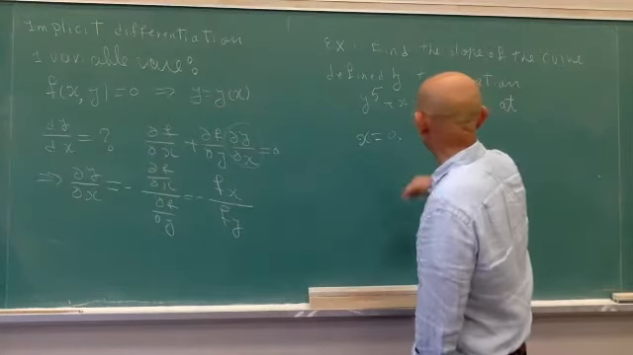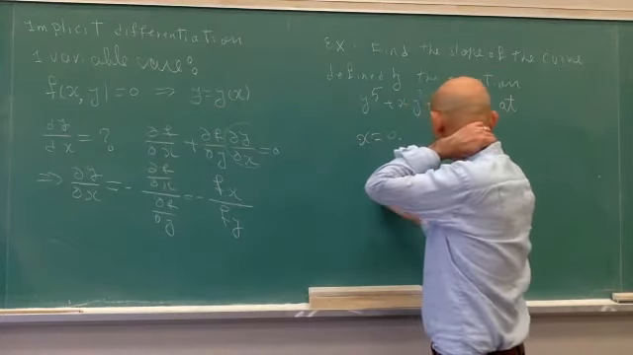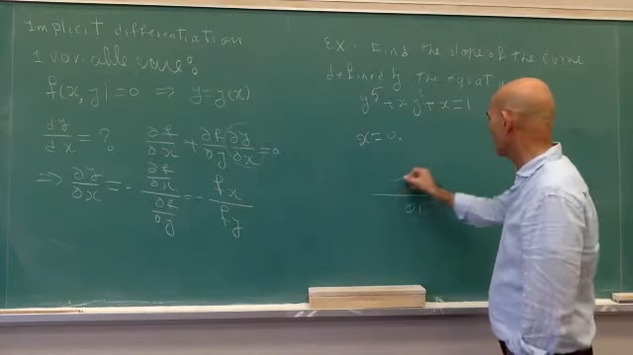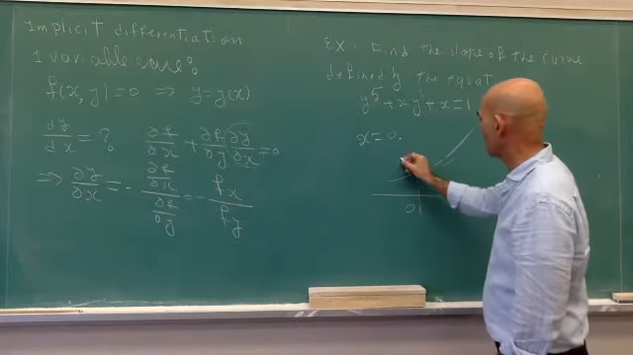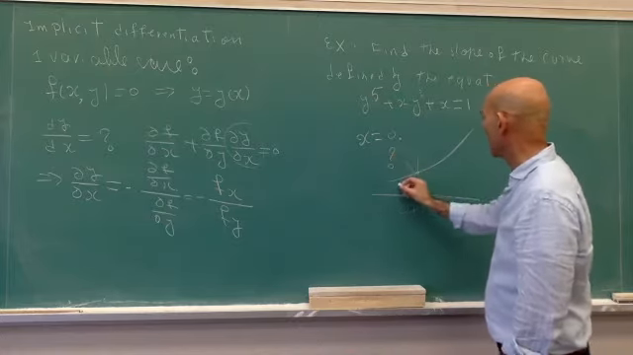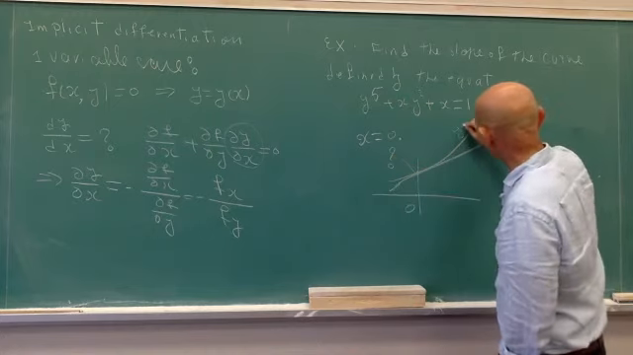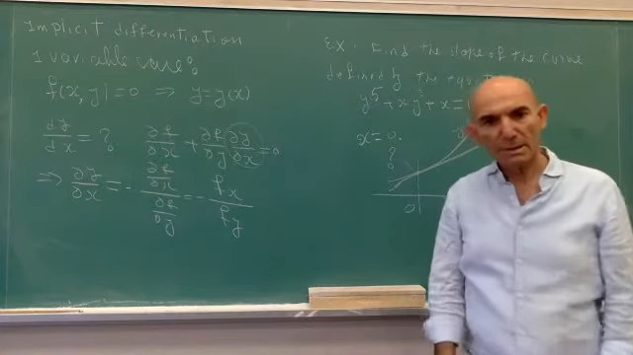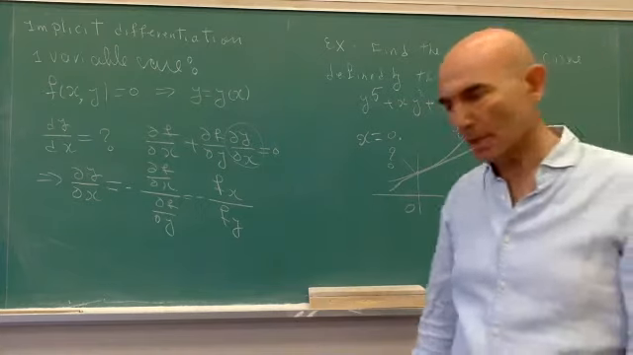First of all, x equal to 0. Here is 0, and there is some curve passing somewhere. At some point, we don't know which point it is, but we have to find the slope. So this is y equal to y of x. Is the question clear now? Or a little more clear? I hope.